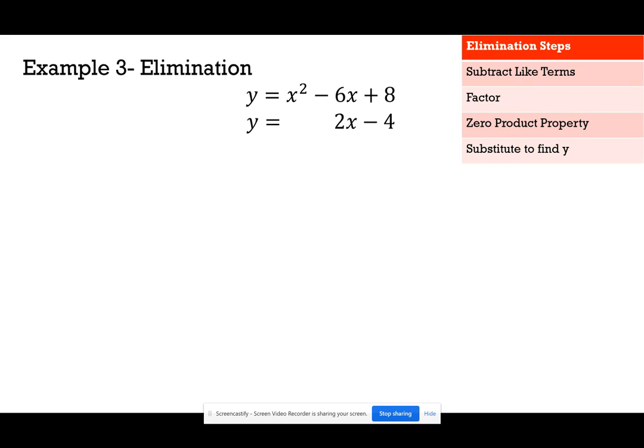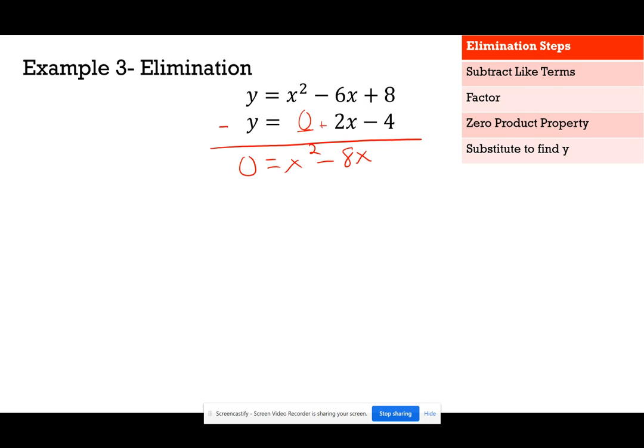So the first one says subtract like terms. So we're going to turn this into a big subtraction problem. And we're just going to subtract straight up and down. So y minus y is 0. They cancel each other out. x squared minus, there's nothing here, so that's like saying 0x squared. So 1x squared minus 0x squared is still 1x squared. Okay, -6x minus positive 2x. That is -8x. And then 8 minus -4.